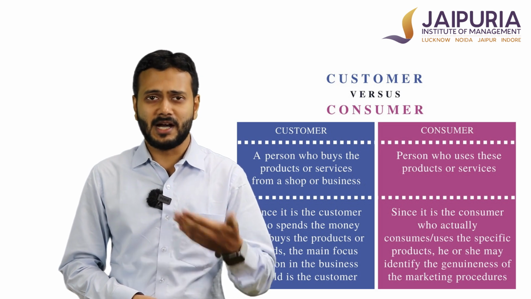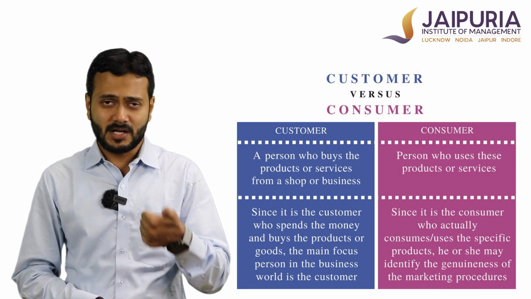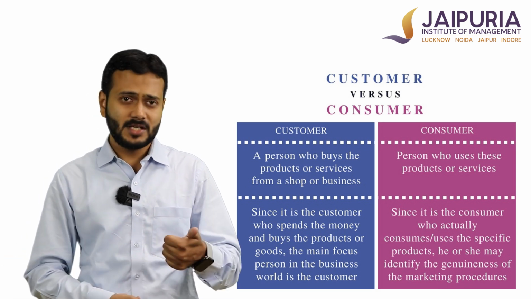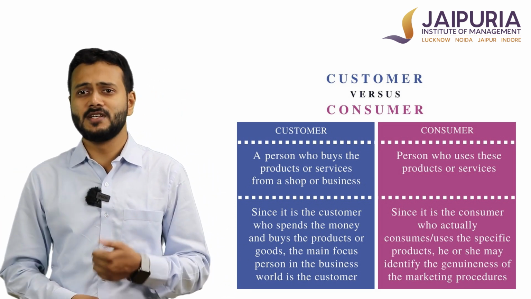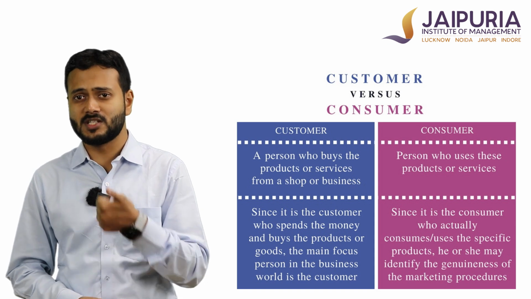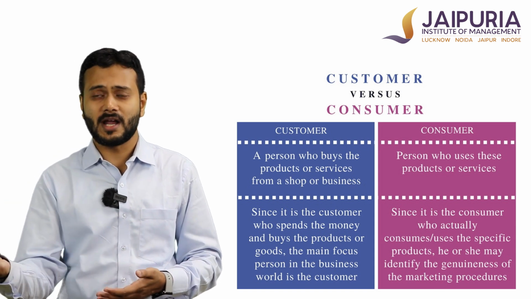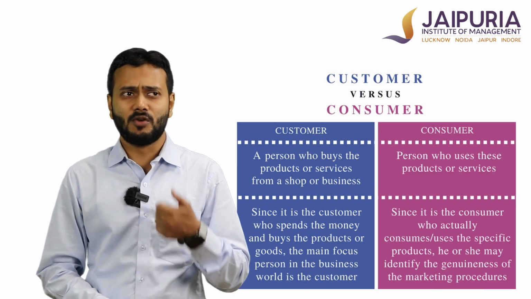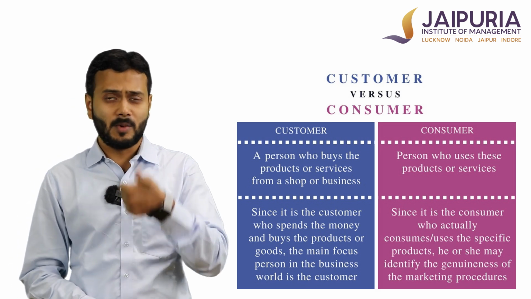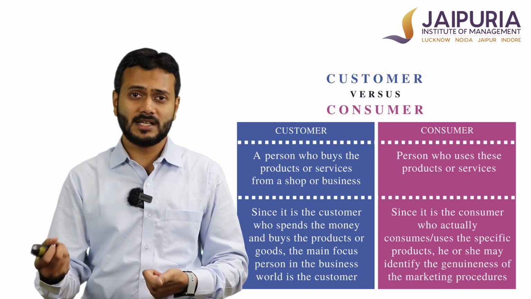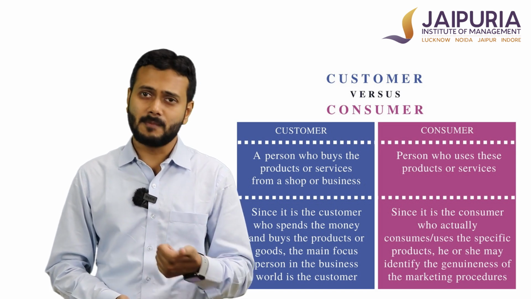The same example, let me highlight here as well. Your father is the customer who is buying the mobile phone for you because he is actually spending the money for purchasing that mobile phone. And since it is the consumer who is actually consuming the specific product, you are going to use your mobile phone, for example, for watching videos or scrolling social media. So you are the end user of that mobile phone, but you are not buying it. You are called the consumer and your father is the customer of that mobile phone. I hope this is the very basic difference between a customer and a consumer, and that it is clear.